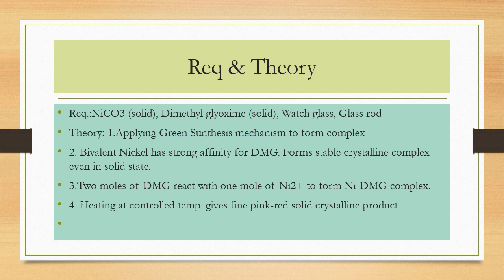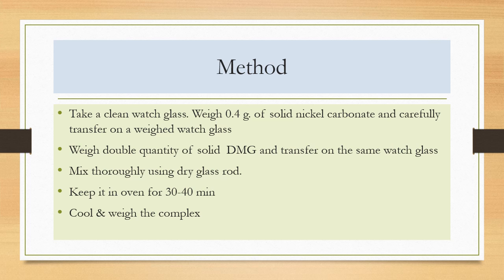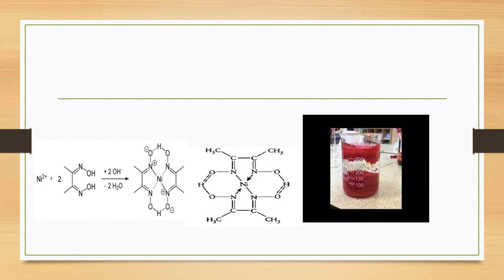Simply mixing the two reactants and keeping them in an oven, heating at controlled temperature, gives us the pink red solid product. Molecular weight of the nickel DMG complex, and of course after knowing the weight, that is W, the unknown weight which is supplied to you by the examiner, you can calculate the percentage yield.